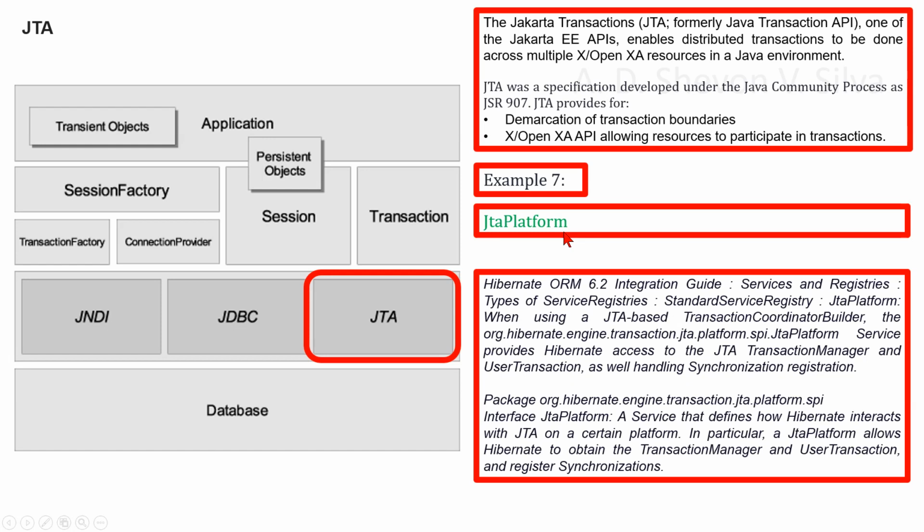the org.hibernate.engine.transaction.jta.platform.spi.JtaPlatform service provides Hibernate access to the JTA transaction manager and transaction, as well as handling synchronization registration. The interface JtaPlatform, which is in package org.hibernate.engine.transaction.jta.platform.spi, is a service that defines how Hibernate interacts with JTA on a certain platform. In particular, a JTA platform allows Hibernate to obtain the transaction manager and user transaction and register synchronizations.